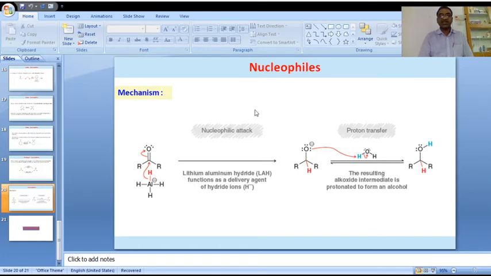This is the clear mechanism part of this particular hydrogen nucleophile. Is it clear, all of you? Is there any doubt in this part? Okay.